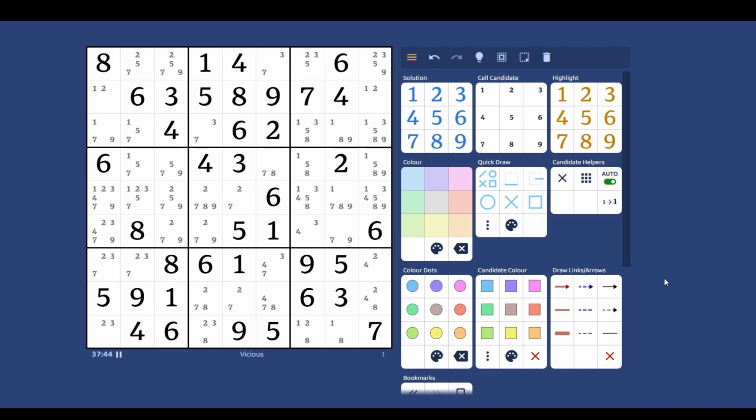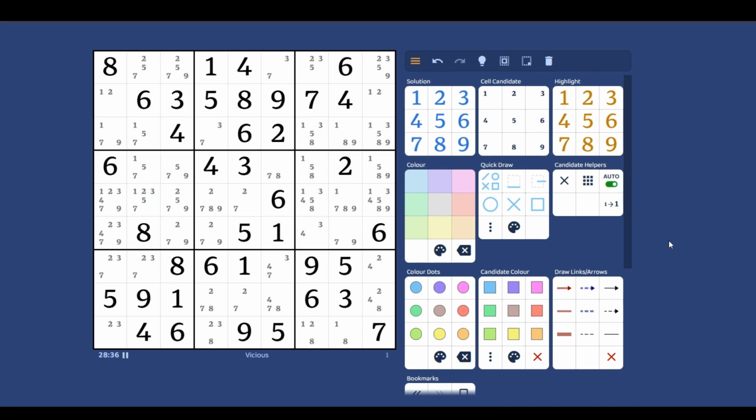So H-wings or hybrid wings are kind of an odd category because unlike the other wings we've discussed, they aren't limited to a specific strong link structure. They can kind of be thought of as a miscellaneous group of wings that were coded separately in early Sudoku solvers because they either have a link structure that isn't covered by previous wings or they cover certain exceptions to some of the rules of previous wings.